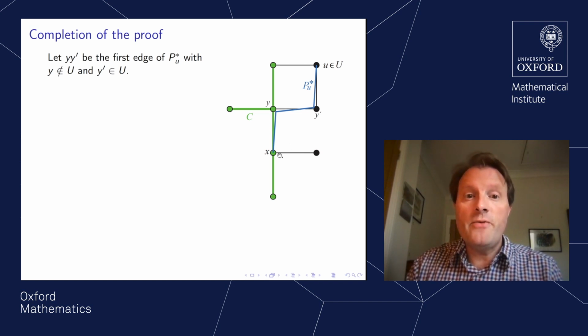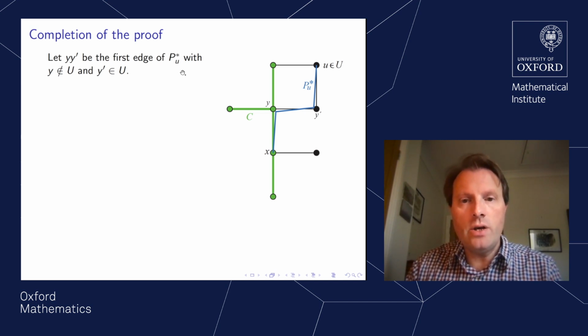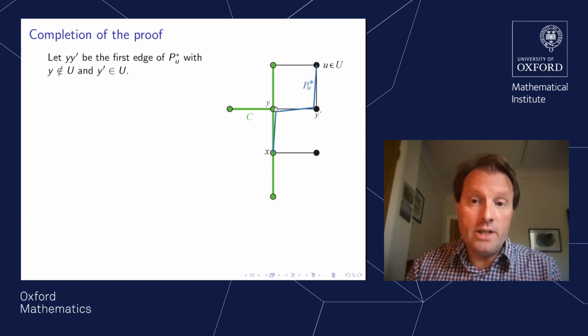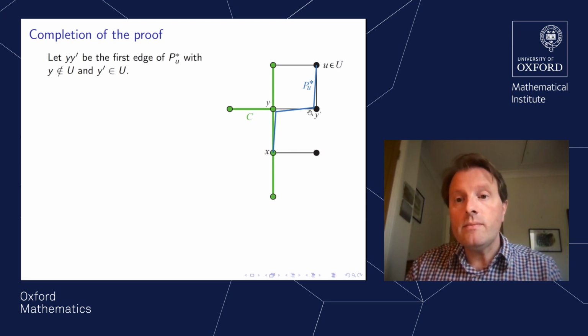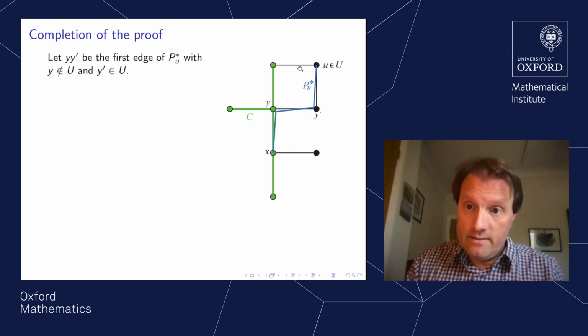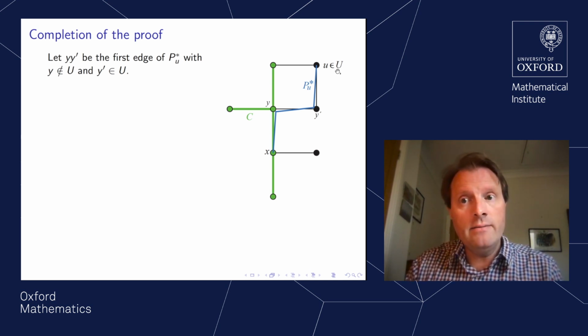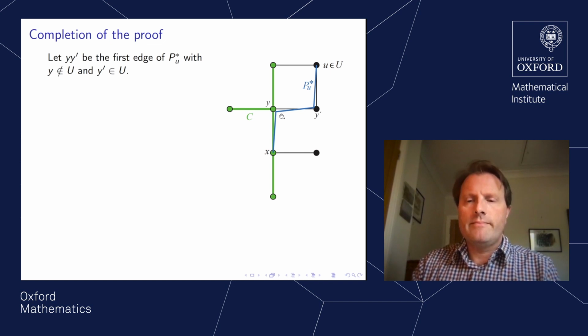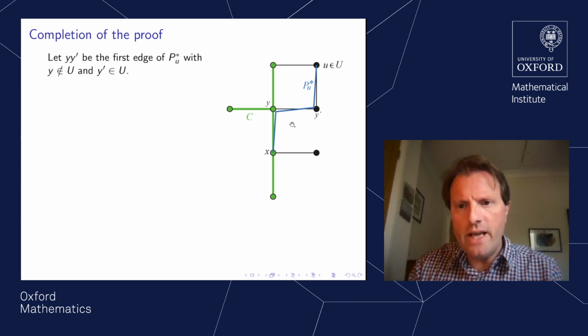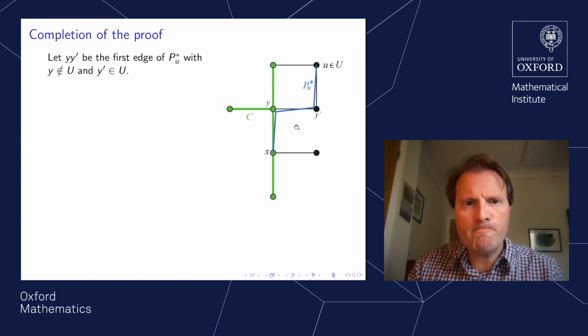And so there is some first point when it leaves C. So let y primed be the first vertex of this shortest path p star u with y primed not in C, in other words y in C, but y primed in U. So this is our first time this p star u leaves the tree. It could actually happen that it ends at u. That's completely fine, but it might not. Okay, so we're going to focus on this edge y y primed.